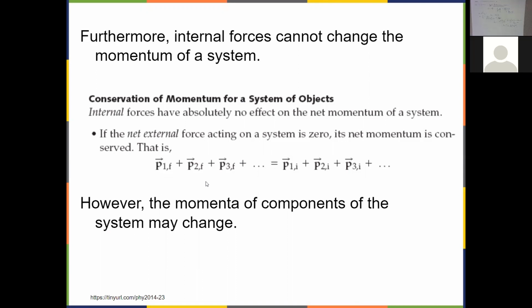Now keep in mind that although the sum of momenta might be constant, each individual object may have a change in its own momentum. For example, object one might lose some momentum to object two. So then its final and initial momentum are not equal to each other if you look at each individual object.